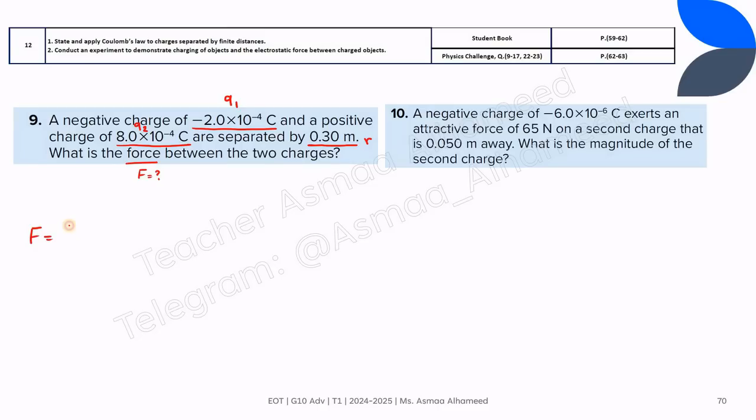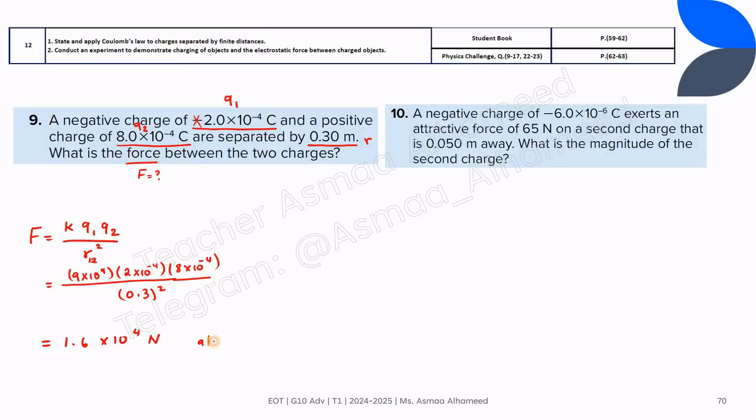So we say F is equal to K, the first charge, second charge, over the distance between 1 and 2 squared. Substitute, we have 9 times 10 to power 9. And then charge 1, we don't use the signs, so you will only say 2 times 10 to power minus 4 and 8 times 10 to power minus 4, divided by the distance squared, so you have 0.3 squared, and the answer will be 1.6 times 10 to power 4 Newton. And this is the force of attraction because you have a positive and a negative charge.